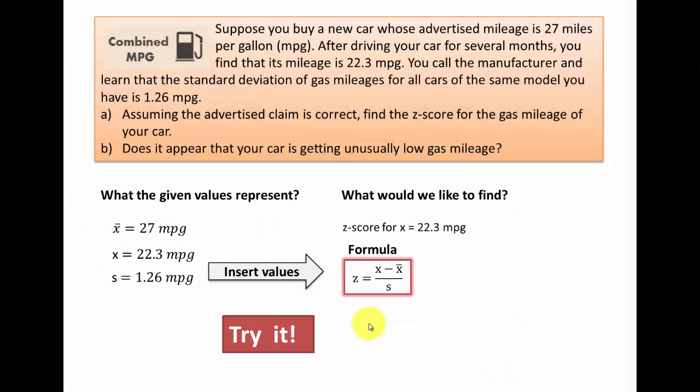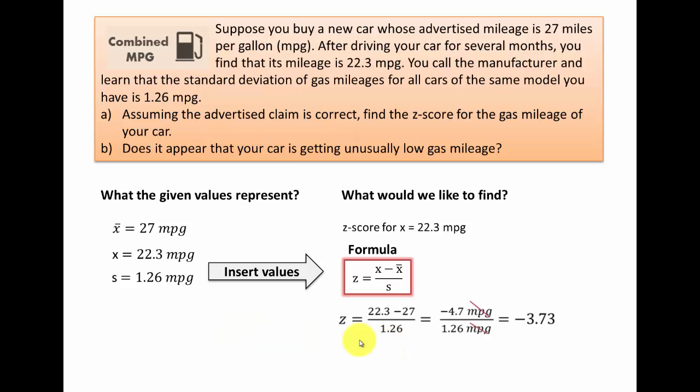Are you ready? Now let's look at the algebra together. We have z is equal to 22.3 minus 27, everything divided by 1.26, which turns out to be equal to negative 4.7 mpg over 1.26 mpg. That leads us to the final answer, negative 3.73.